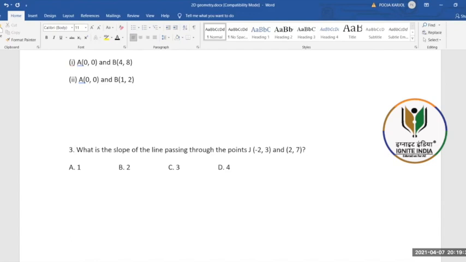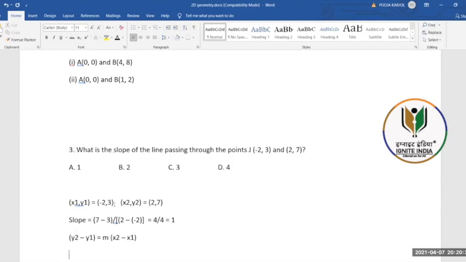I have asked, what is the slope of the line passing through the points (-2, 3) and (2, 7)? We solved the previous example. Remember the equation: y - y1 = m(x - x1). This is the equation used when you want to find an equation where x and y are variables. Here they have given us two points, (x1, y1) and (x2, y2), so you can modify this formula to y2 - y1 = m(x2 - x1). Here you won't get an equation, you get the m value, the slope, which they are asking for.